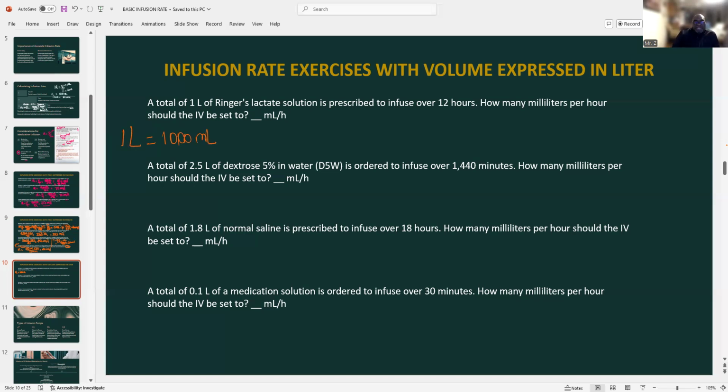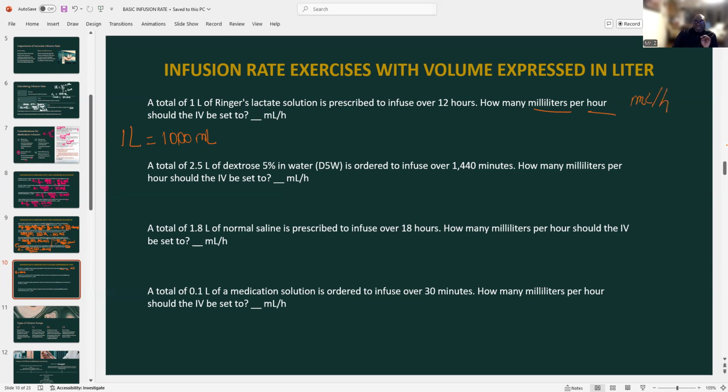Let's look at this exercise. We are solving: a total of 1 liter of Ringer's lactate solution is prescribed to infuse over 12 hours. How many milliliter per hour should the IV be set to? So we are looking for milliliter per hour.